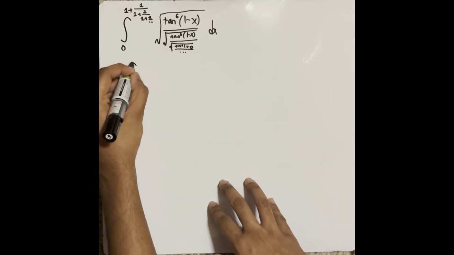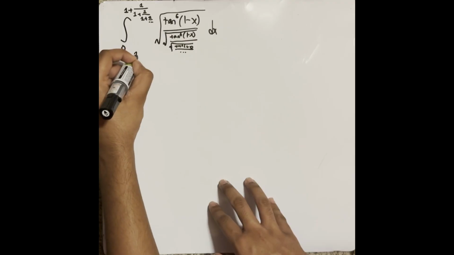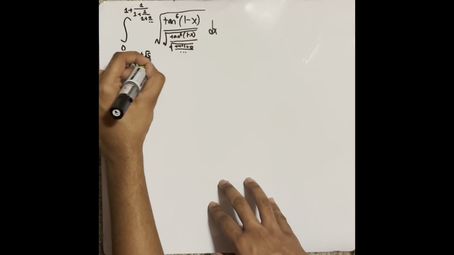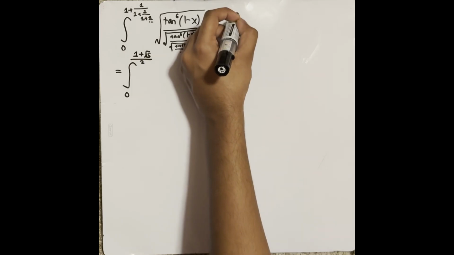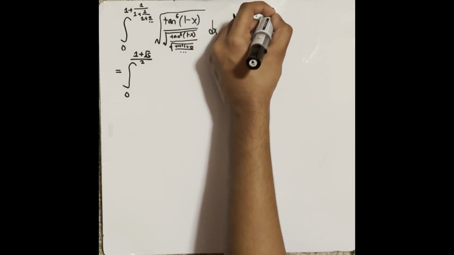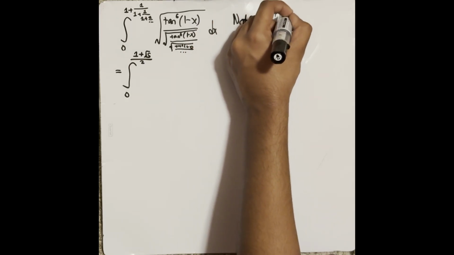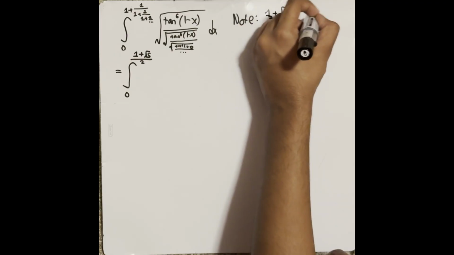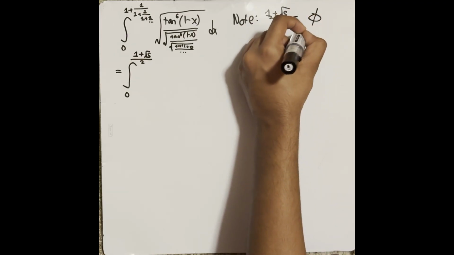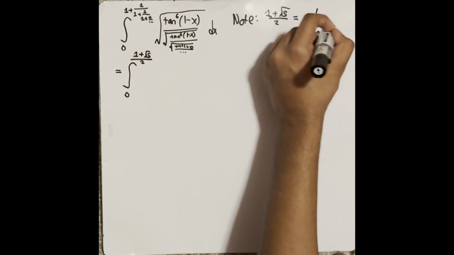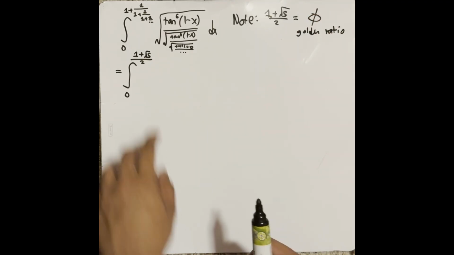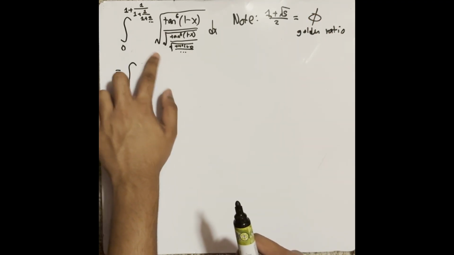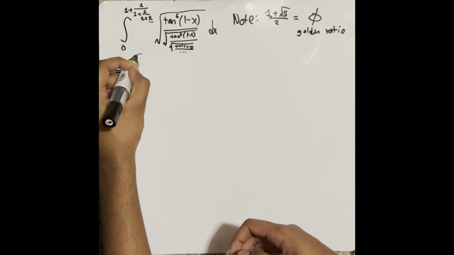So this is equal to the integral from 0 to 1 plus square root 5 over 2 of that square root tangent to the sixth of 1 minus x. Now I should note that 1 plus square root 5 over 2 is actually equal to phi, the golden ratio. Phi is a Greek symbol, just to notate that. So I'm going to be replacing the 1 plus square root 5 over 2 with that phi symbol. It basically means the same thing, it's just a shorthand term.